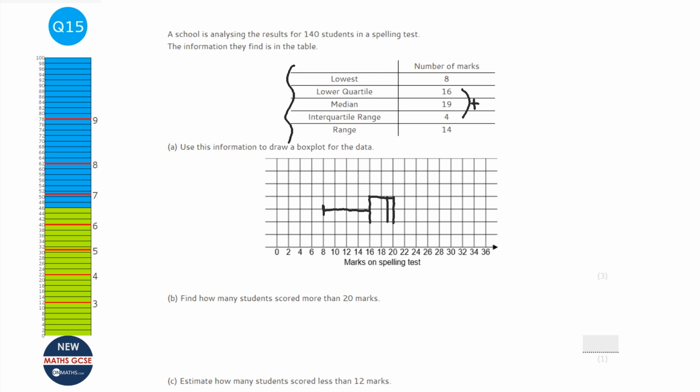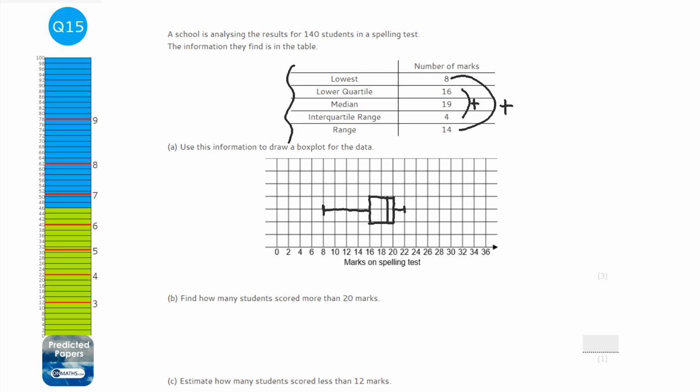So I'm going to do my box. Now the range is the biggest, take away the smallest. So if the smallest is 8, then to work out what the highest is going to be, I just get the range, which is 14, and add it on to the 8. So 14 plus 8 is 22. So the highest value is at 22. There we go, and that's our box plot.